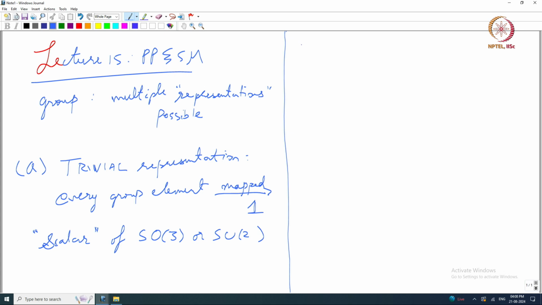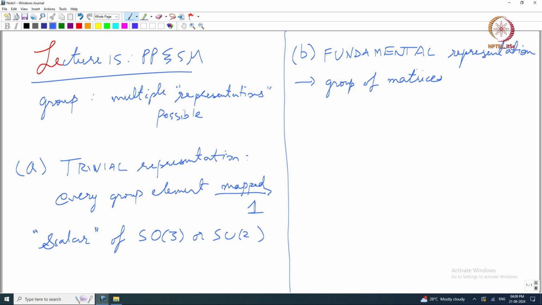The next not so hard to understand representation is the fundamental representation. Now, I would say this is by far the most important representation of a group. This is what we see again and again in nature, in particle states and so on, in the standard model especially. So, what is this? This is the group of matrices in say SU(N) or O(N) that is representing itself basically.